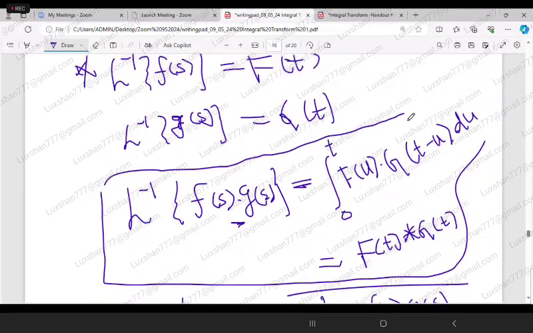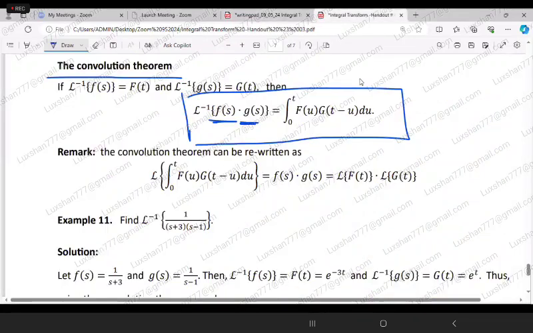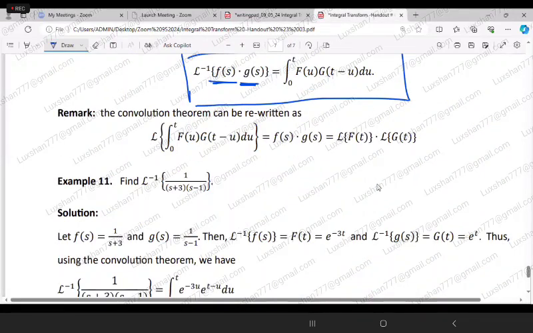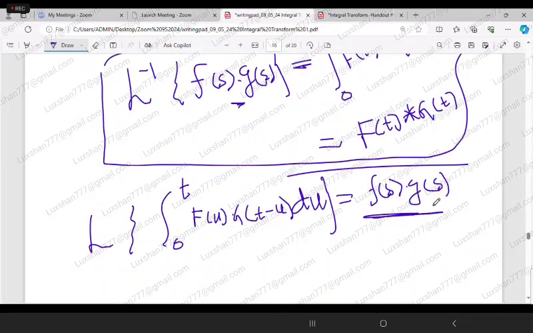Inverse Laplace transform. Okay, so I hope you understand. Do you understand this one? Do you understand, students? Yes, sir. Okay, fine. Then if you understand, that is fine. So that is F(s) into G(s).